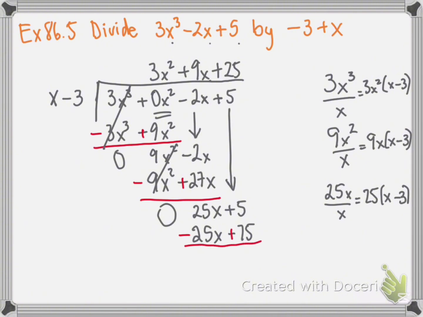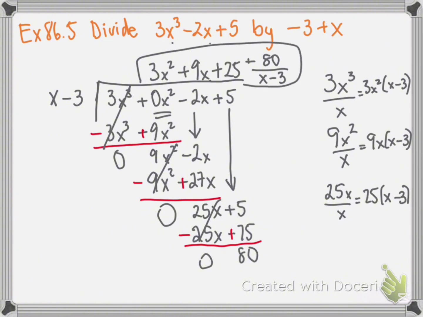And combine. When we combine, these two cancel. And 5 plus 75 is going to be 80, which is our remainder. So we put plus 80 over x minus 3. And that's it. That's our answer.